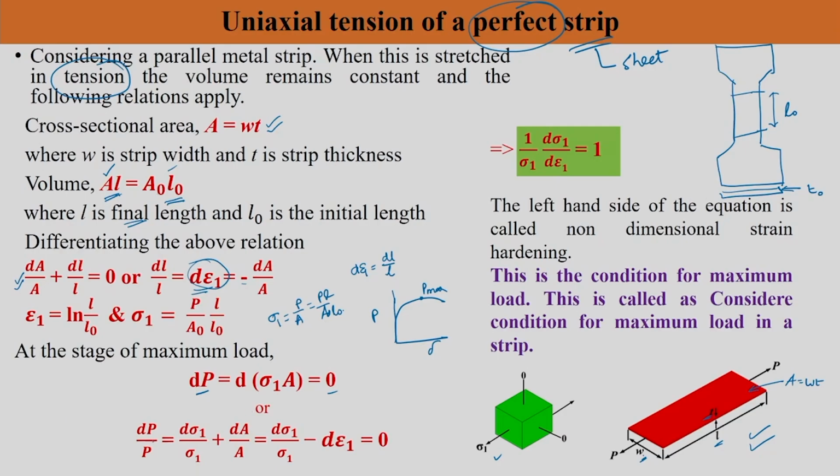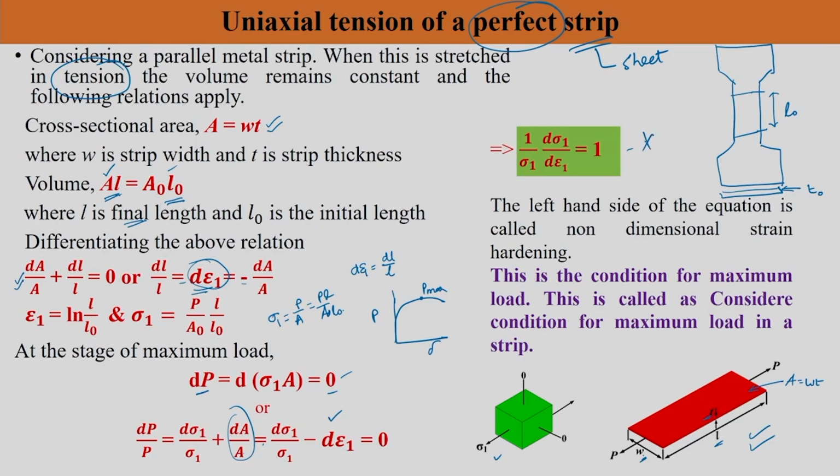This can also be written as d sigma 1 by sigma 1 plus dA by A. Why? Because P is a function of sigma 1 and A. So you can say d sigma 1 by sigma 1 plus dA by A is equal to 0. And you can also rewrite this, since dA by A is nothing but minus d epsilon 1, as d sigma 1 by sigma 1 minus d epsilon 1 equal to 0. So this can also be written as 1 by sigma 1 d sigma 1 by d epsilon 1 equal to 1.